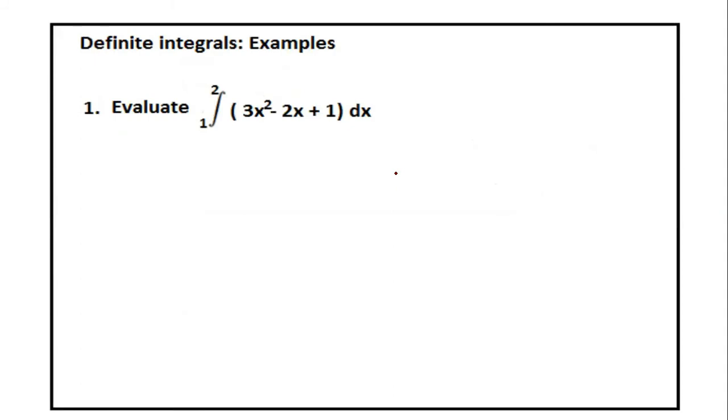The first thing that you do when you're handling definite integrals is you have to integrate like you have been taught. So this one will just be 3x to the power 2 plus 1, over 2 plus 1. Then minus 2x to the power 1 plus 1, over 1 plus 1. So please, that is the procedure. You just add plus 1 to the power.